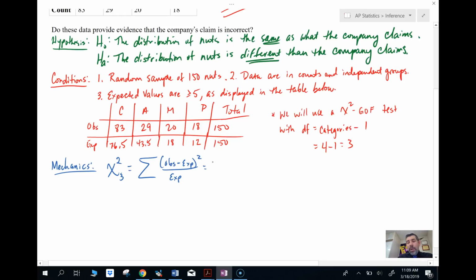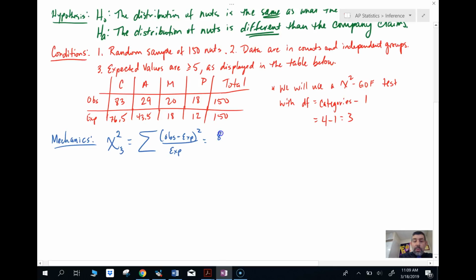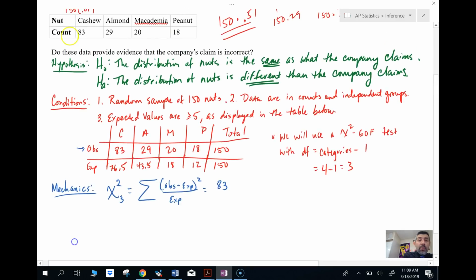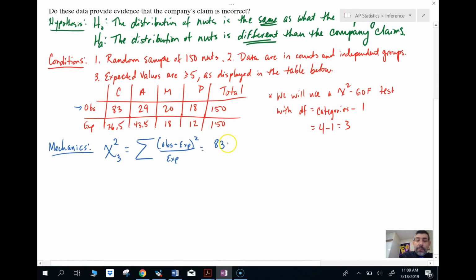I know that seems like a lot, but it really isn't hard to memorize how to do this. So we're going to go observed, which is 83. My observed is what I got in my sample. The observed is always basically my sample count, and my expected is what I expect it to have been if it was the same as what it was supposed to be. So 83 minus 76.5, I'm going to square that and divide that by the expected. Then I'm going to add it to the next one: 29 minus 43.5 squared over 43.5. And then I'm going to add it to the next one and the next one.